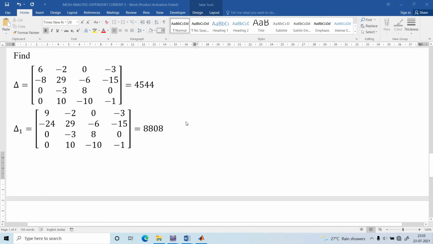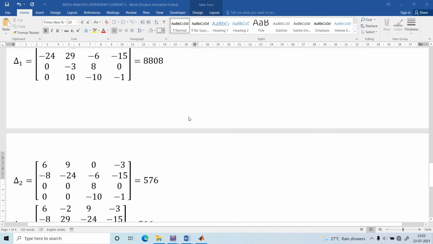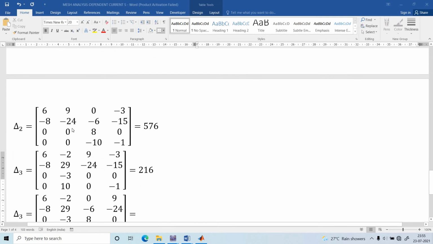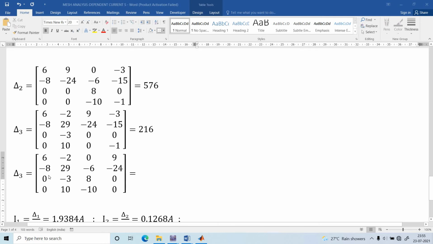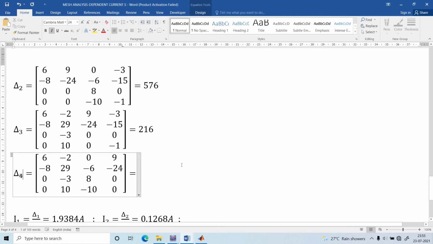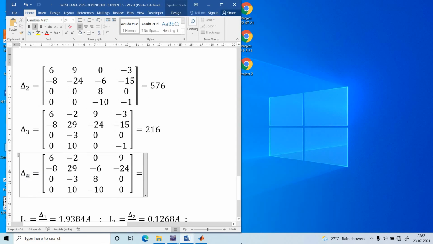So these are the values. Okay, these are the values for delta 1, then delta 2. Here this is delta 3. Then this is delta 3 and this is delta 4. Not delta 3. This is delta 4. Next I am going to explain how to find out the determinant delta 4 using matrix method.